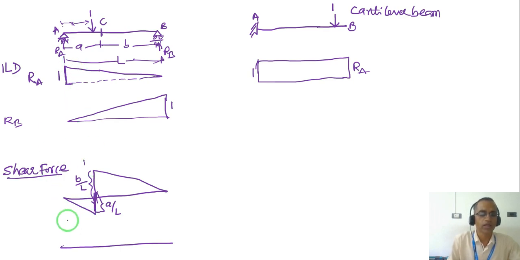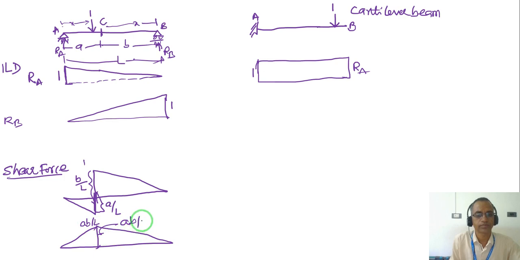W, which is unit load 1, so this quantity will be AB by L. And similarly, when the unit load is taken between B to C, X varies from B up to the section, so again I'll get AB by L. Joining this ordinate to this ordinate, the ordinate of the bending moment will be equal to AB by L. So this is the shear force and bending moment for a simply supported beam. Very simple.